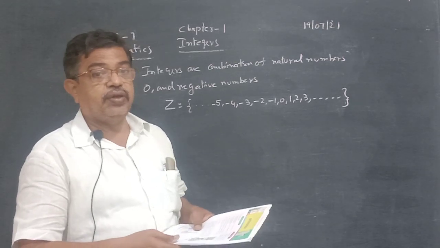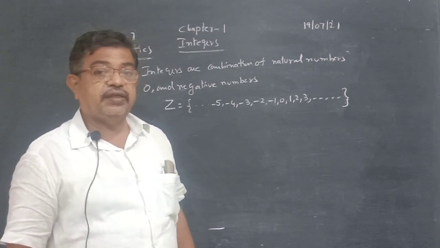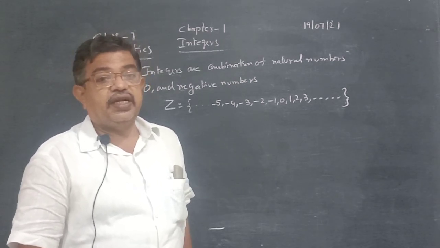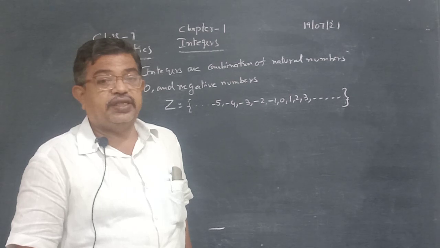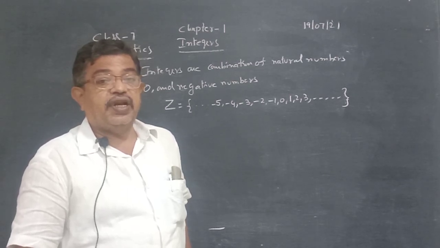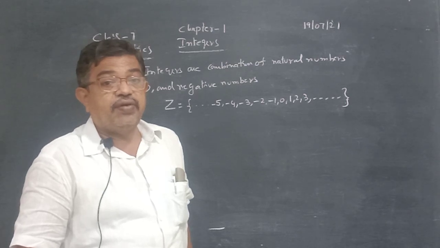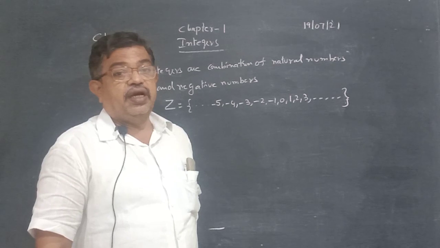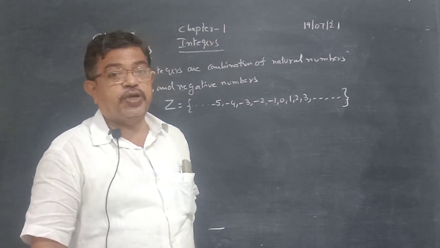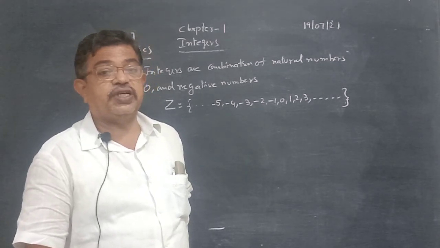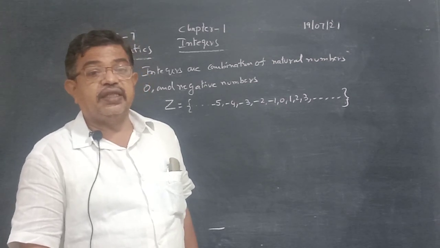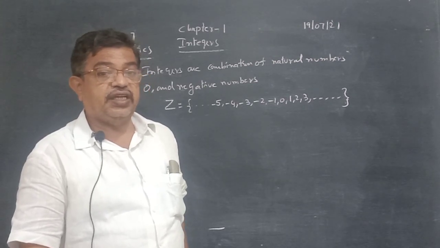Already I explained you. Integers are closed under addition. Integers are having commutative property under addition. Integers are having associative property under addition. And integers have identity property under addition. And finally integers have additive inverse property under addition. Under subtraction, integers are said to be closed. That is, closure property is satisfied for integers under subtraction. That is, the difference of two integers is an integer.